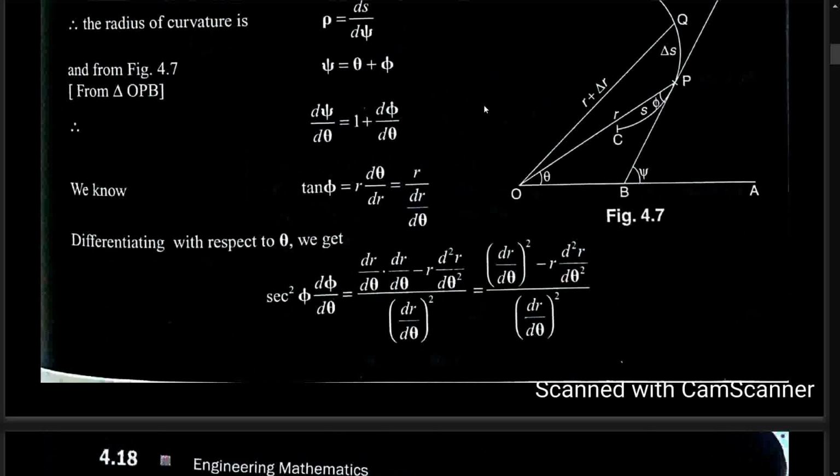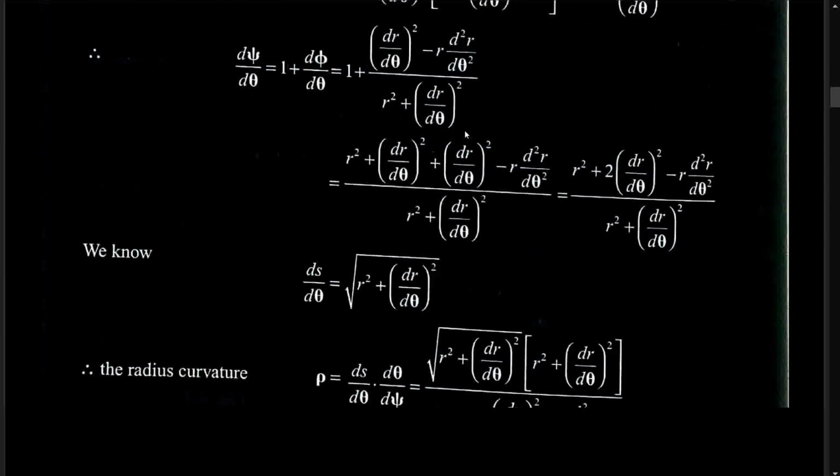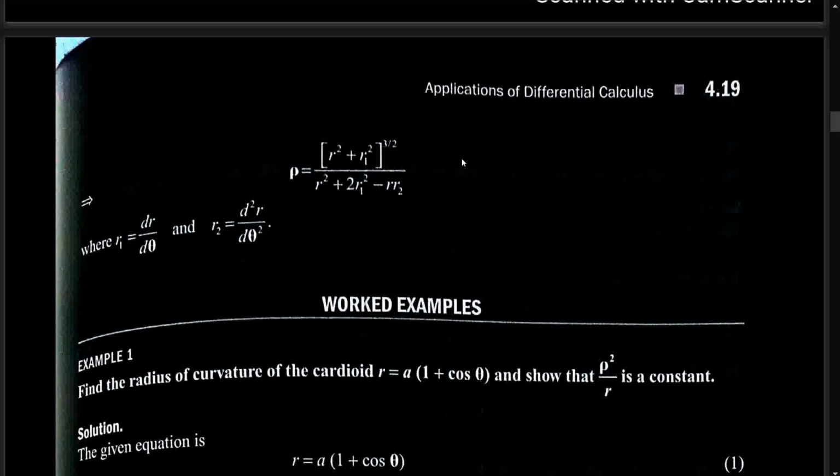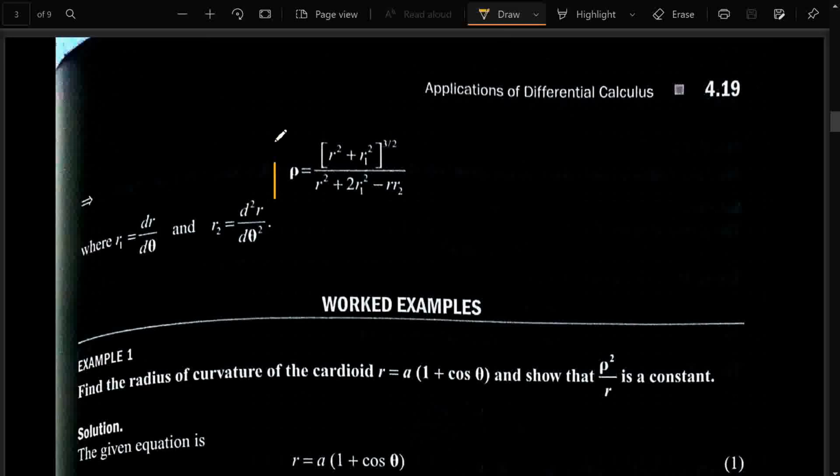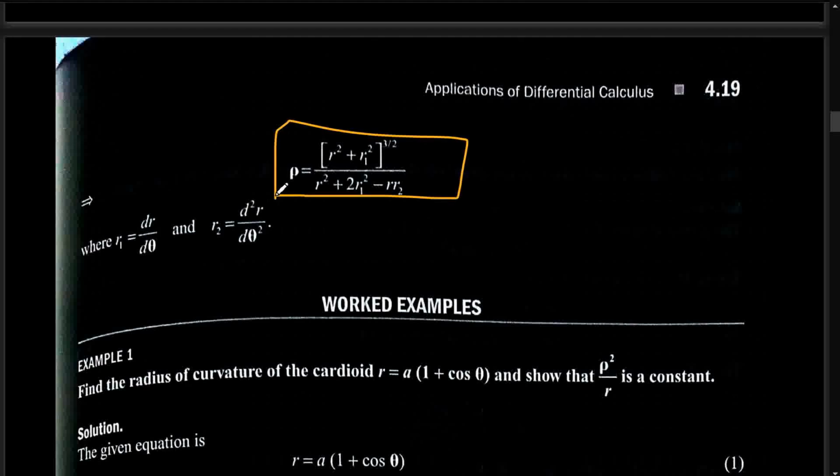You know what radius of curvature is, which was covered in the last video, the first part. The formula for radius of curvature in polar coordinates is this. This is an important formula which we are going to use throughout this session. So please take 2 seconds to remember this formula. Rho is equal to (r square plus r1 square) whole to the power 3 by 2, divided by r square plus 2 r1 square minus r r2.